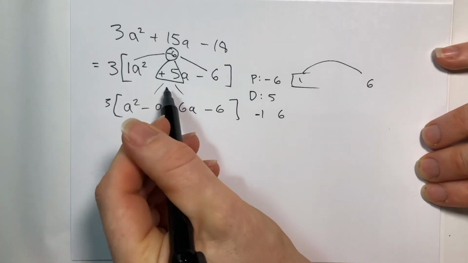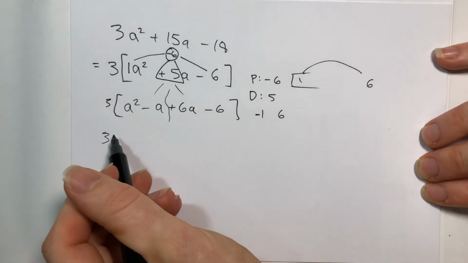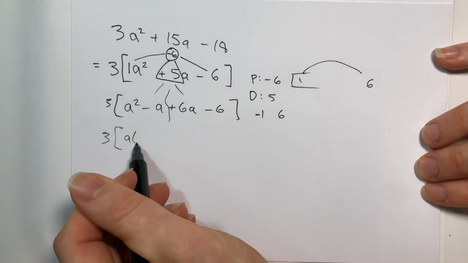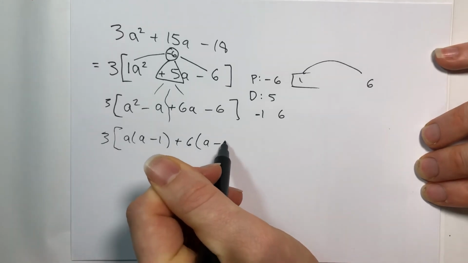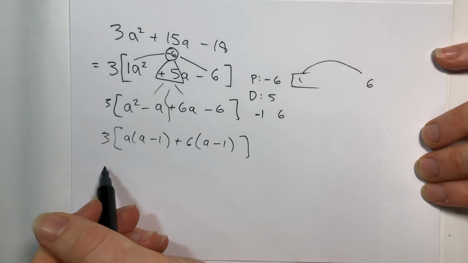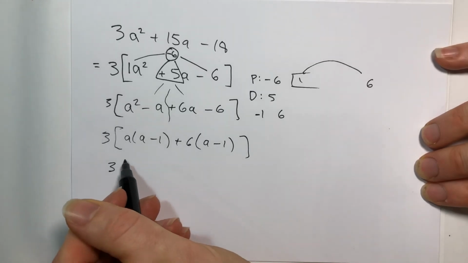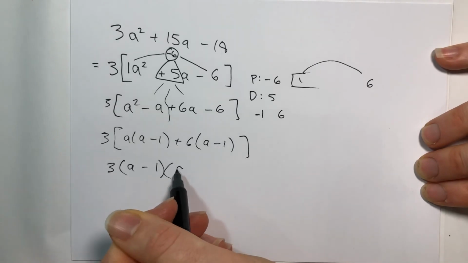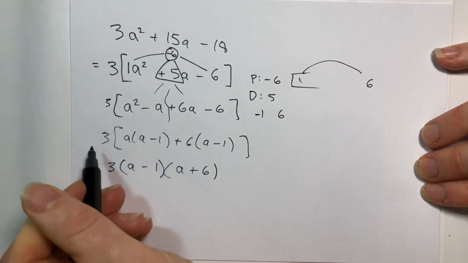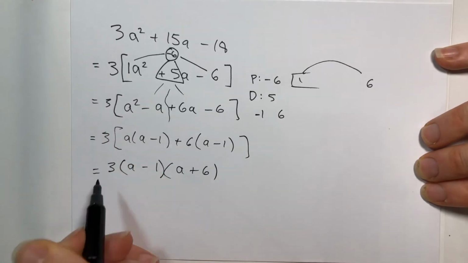Still going to, they're the feet, do the splits, keep my 3 out the front. Now at this line I can keep my 3 there. It's timesing by a minus 1, so it just sits out the front, and then the a plus 6. I don't need any more symbols in there.